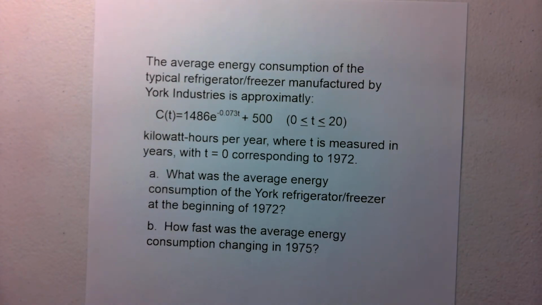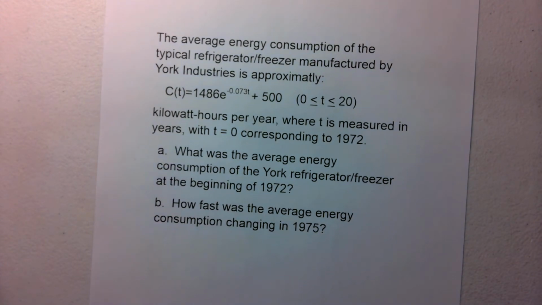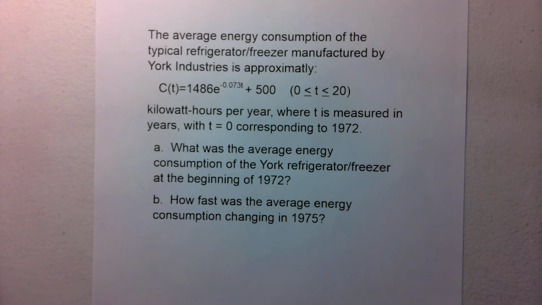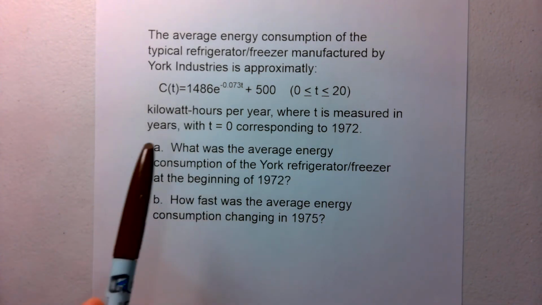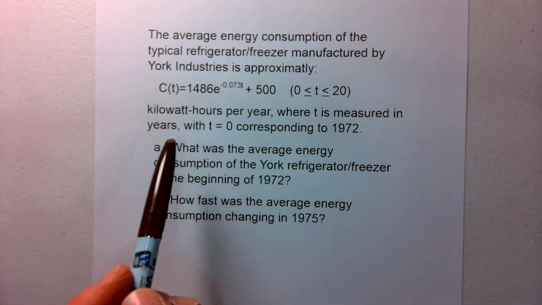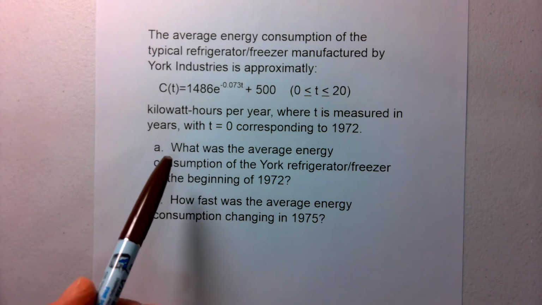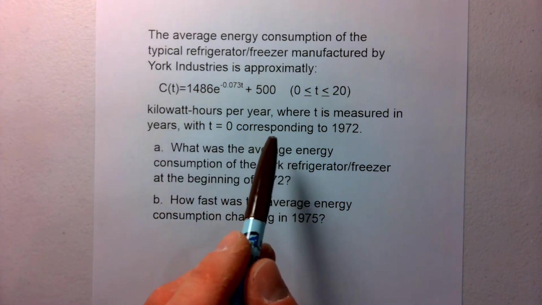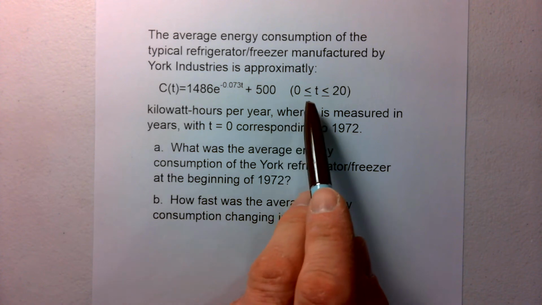Let's see here. We have a word problem. So here, the average energy consumption of a typical refrigerator freezer manufactured by York Industries is approximated by this kilowatt hours per year, where T is measured in years and T equals 0 corresponds to 1972.